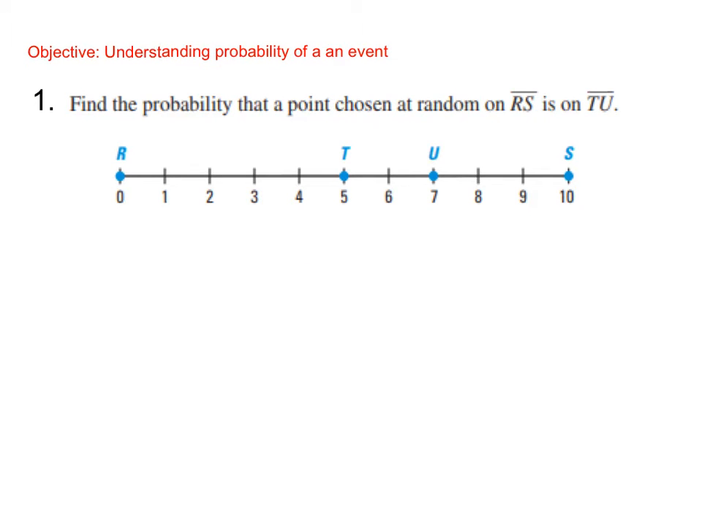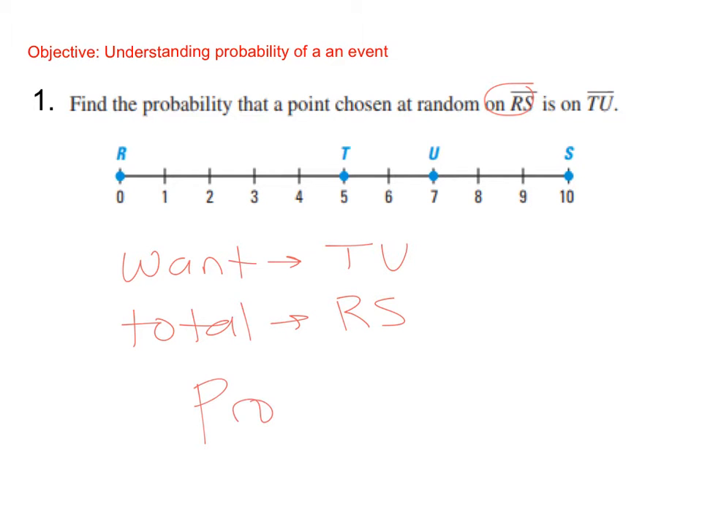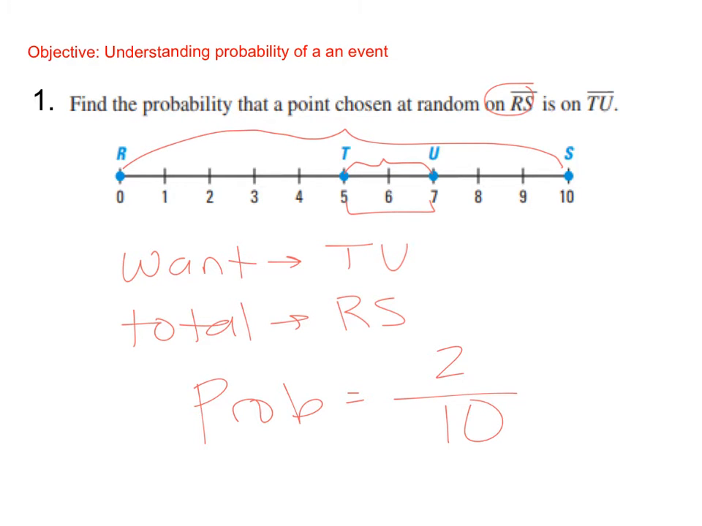Find the probability that a point chosen at random on RS is on TU. So what I want is TU. The total is RS. So the probability equals my total, how far is it from R to S? That's 10. What I want to happen, I want it to fall within TU. What's that distance? 5 to 7 is 2. So my probability is 2 out of 10, or 1/5. We could also write it as a percent, 20%. I usually leave it as a fraction, but 20%, 1/5.